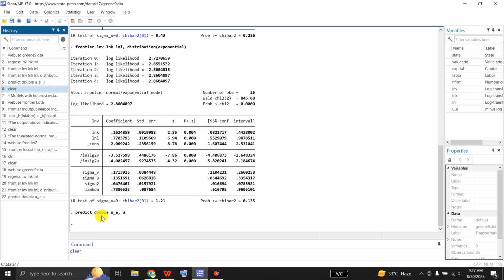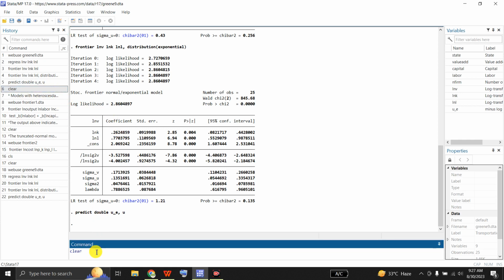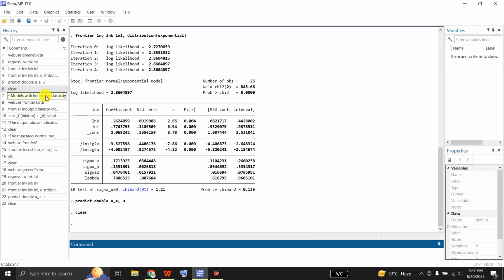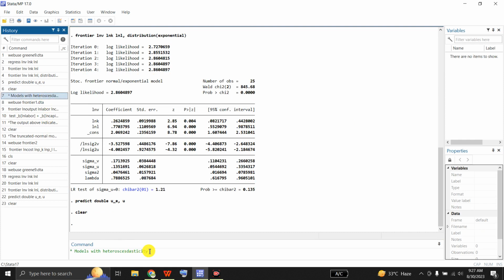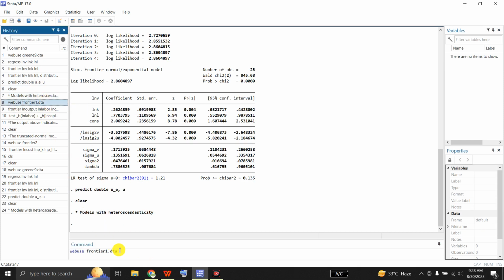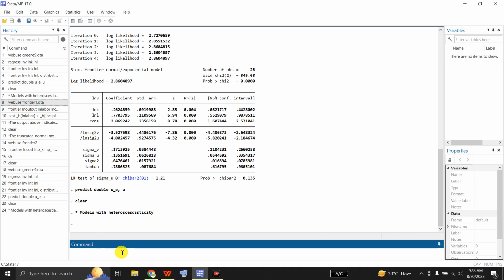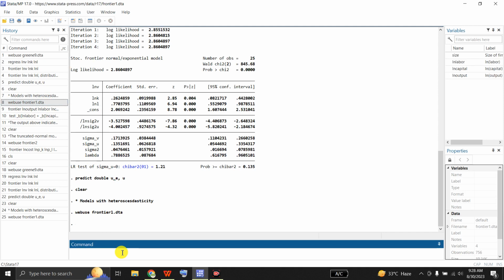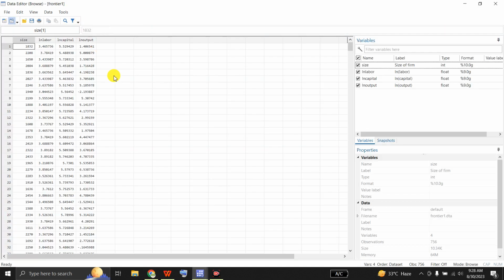After this, I will use a model with heteroscedasticity. So I will clear this data file, and I'm going to show how to estimate models with heteroscedasticity. So my topic is models with heteroscedasticity, and for that I will open another data set, which is given by Frontier 1, and this is my second data file, for which I'll estimate models with heteroscedasticity.